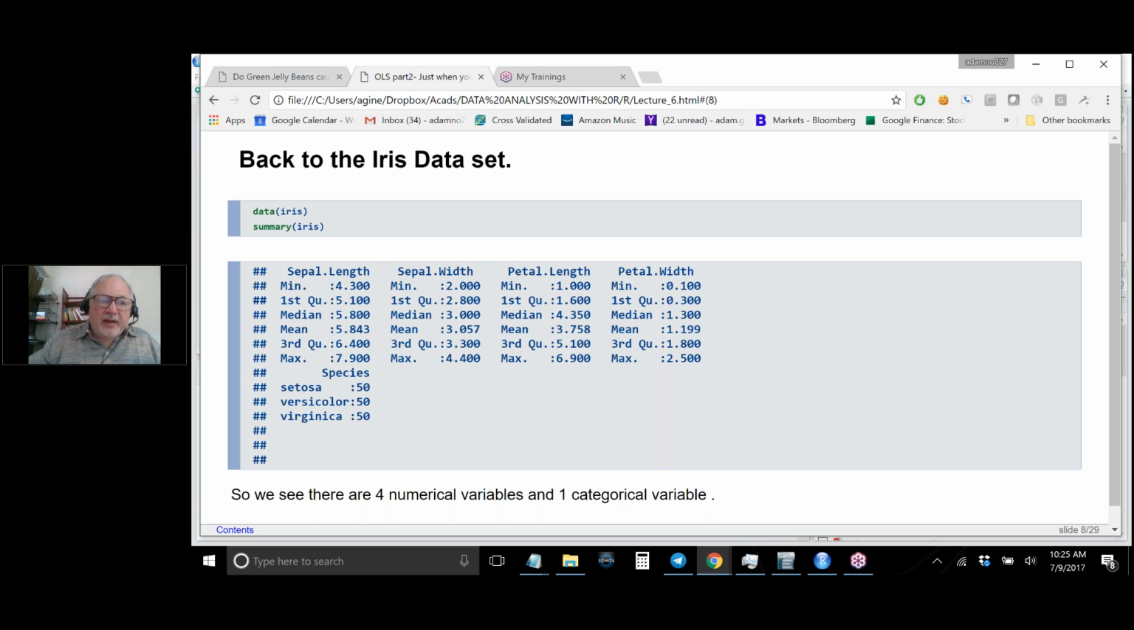So I load the data set iris with data(iris), and I take a look at the summary. What does it have? It tells me that I have 5 variables: sepal length, sepal width, petal length, petal width, and species. I have 50 setosa, 50 versicolor, and 50 virginica. So there are 4 numerical variables and 1 categorical variable that takes 3 values. If we use this in the model, it's going to create 2 dummy variables, and you'll have an intercept.